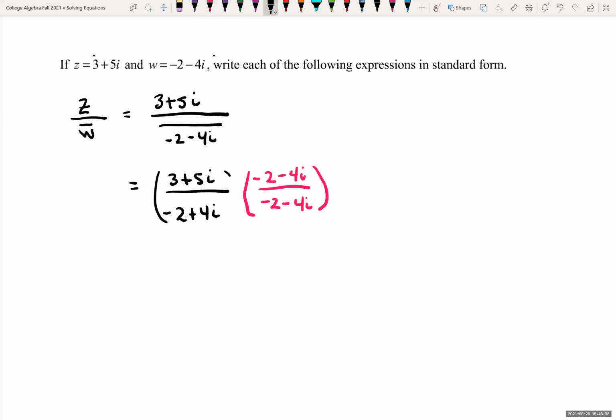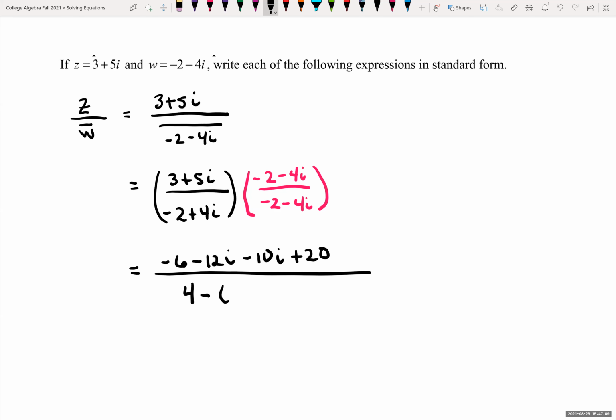So we want to distribute in our numerator. Distributing that 3, we get negative 6 minus 12i. Distributing our 5i, we get negative 10i. And then 5i times negative 4i, that's negative 20i squared, which is really plus 20. All over, and so square the first number. So negative 2 quantity squared is 4, minus, let's square the second term. So 4i times 4i is negative 16.